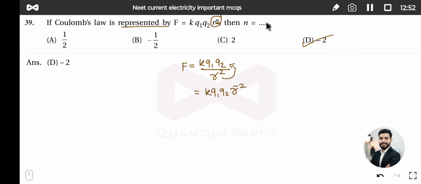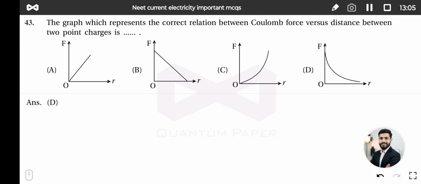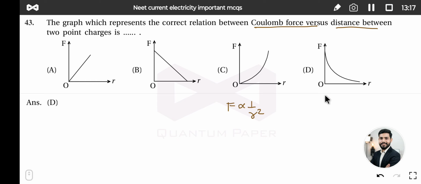Look at the next one. So this is a theoretical based question. Coulomb's law is correct for dash distance. So the correct answer is greater than 10 raised to minus 15 meter and less than 10 raised to plus 18 meter. Next is based on the graph which represents correct relationship between Coulomb's force versus distance. So we know that Coulomb's force is inversely proportional to the distance square. So distance increasing, then force decreasing. So the correct answer is D.